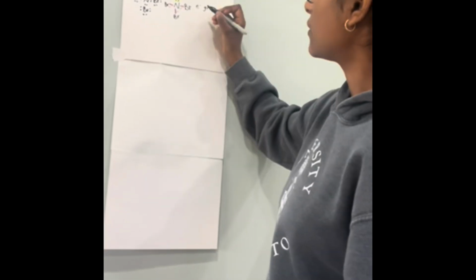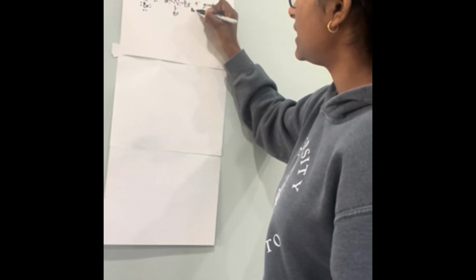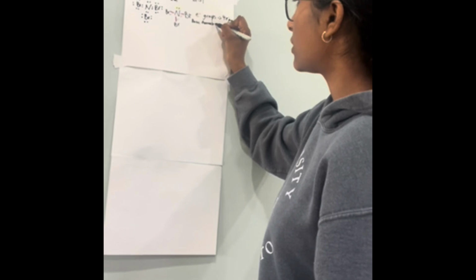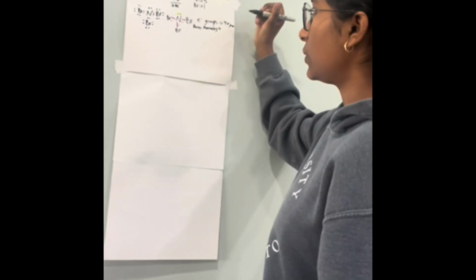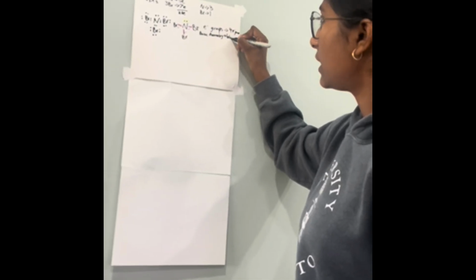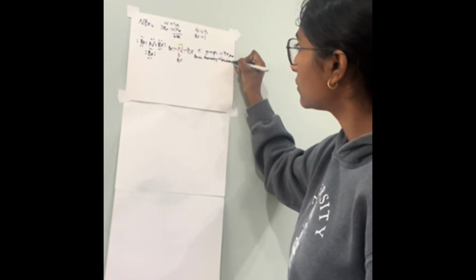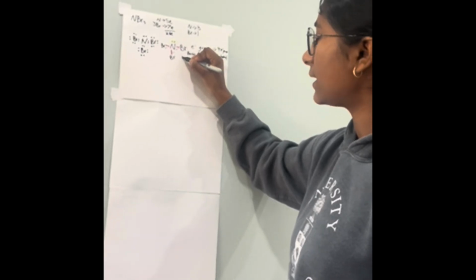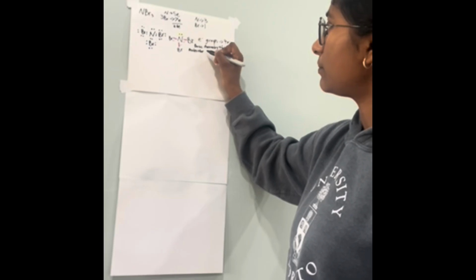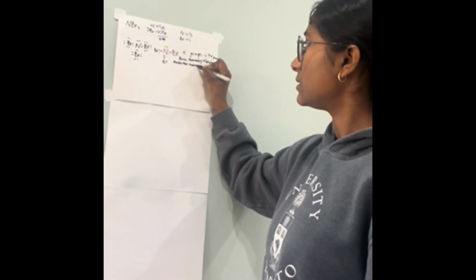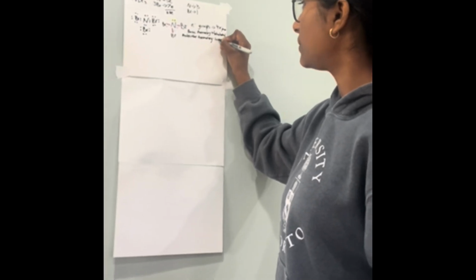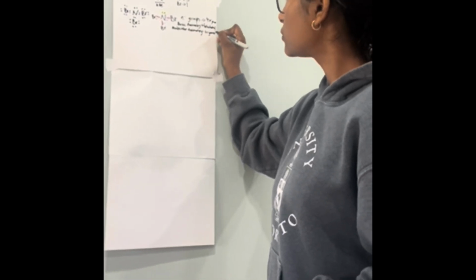Okay, and let's look at our basic geometry. We have 4 electron groups. That means we are going to have a tetrahedral. And looking at our molecular geometry, since there's a lone pair, this is going to be a trigonal pyramid.